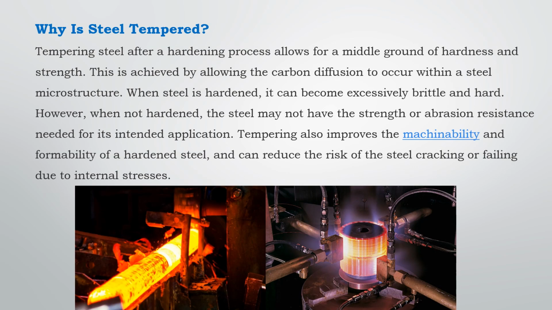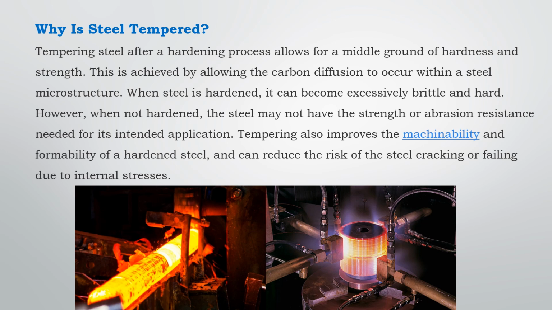Why does steel need to be tempered? Tempering steel after a hardening process allows for a middle ground of hardness and strength. This is achieved by allowing carbon diffusion to occur within a steel microstructure. When steel is hardened, it can become excessively brittle and hard. However, when not hardened, the steel may not have the strength or abrasion resistance needed for its intended application.